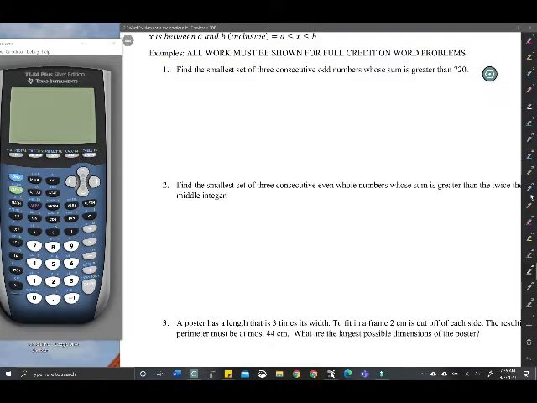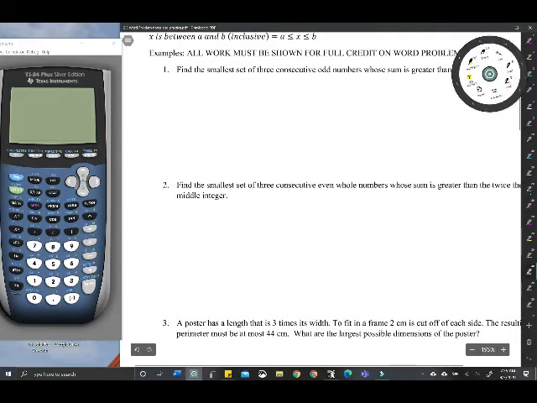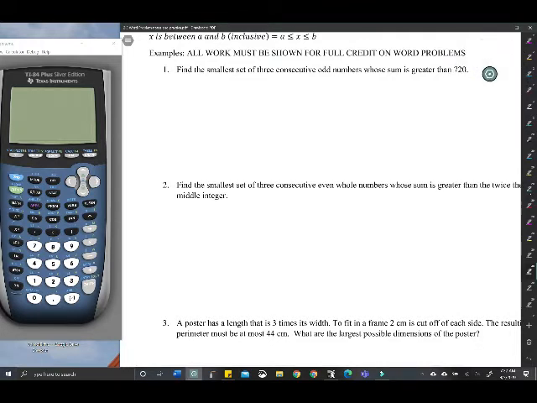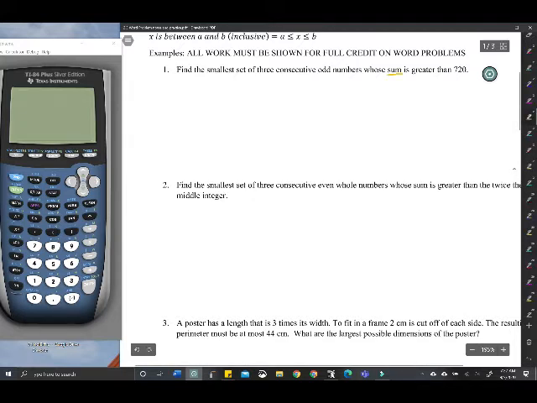All right, so let's jump into example number 1. Find the smallest set of 3 consecutive odd numbers whose sum is greater than 720. Word problems, it's all about translating this into algebra. Okay, so let's start with what we know. We know that the word sum means to add. Hopefully you know the word sum means to add.